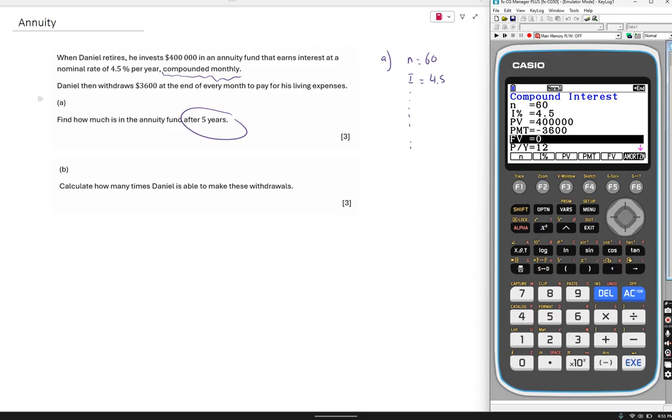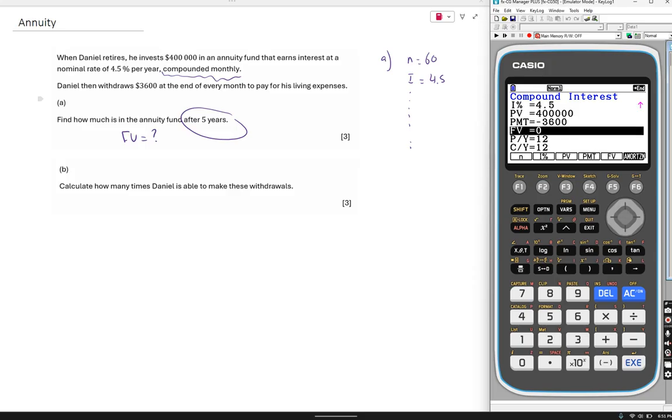The future value is the thing that we are trying to solve for. So it says find out how much is in the annuity fund. We want to know what the future value is. We don't know what it is yet. So leave that. The payments per year is 12 because it says he's withdrawing 3,600 at the end of every month. The compounds per year is also 12 because it says compounded monthly, and that is it.